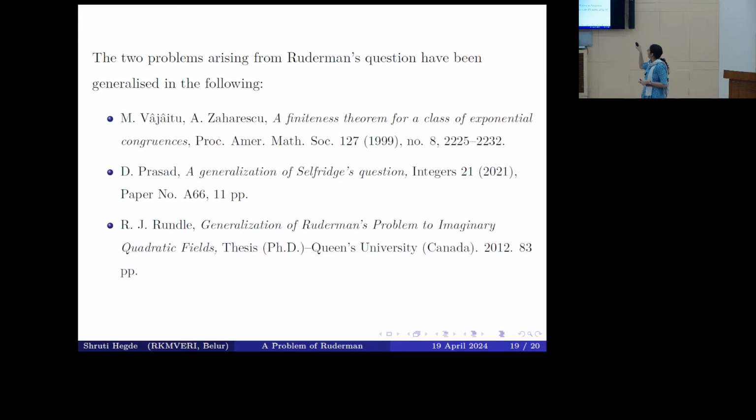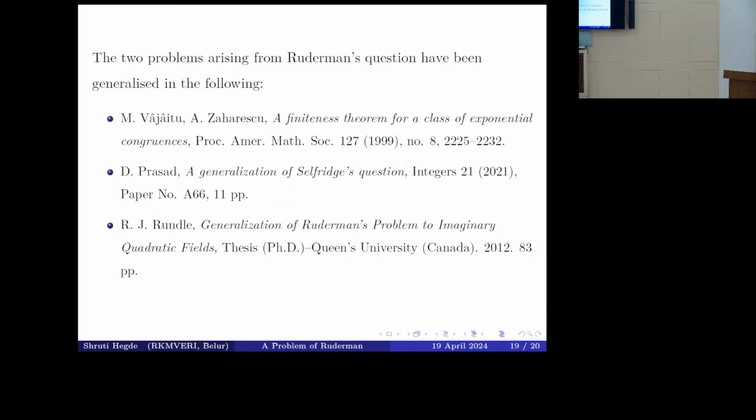There are two problems that arise from the Ruderman question. One is this: we have seen the proof that A is finite. The question is, is it specific to 2 and 3? Can we generalize it? Will it still be finite? And another question is, is it specific to 2 here? Will B still be finite if we change 2 to some other integers? So I am talking about those two problems here.